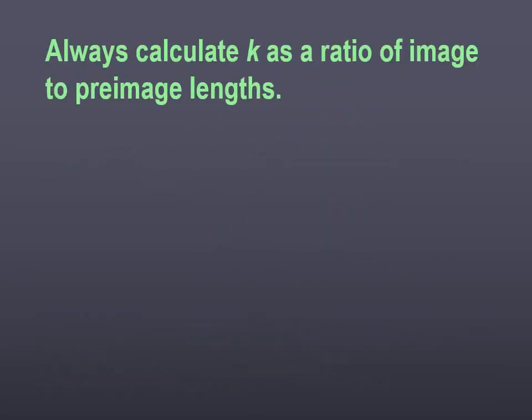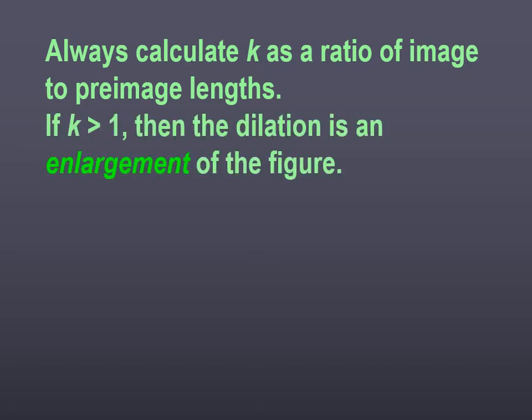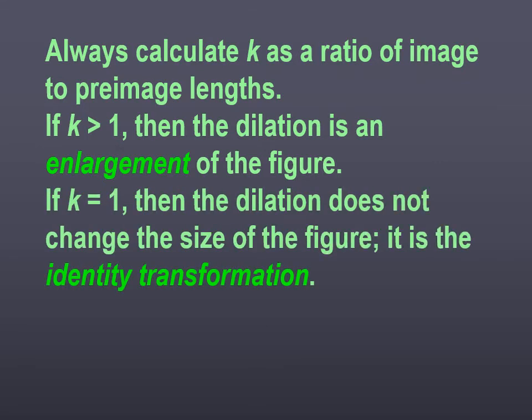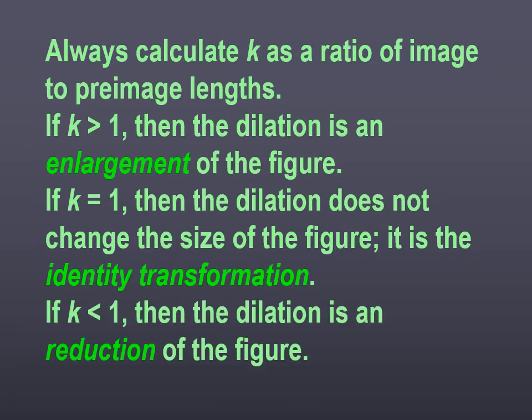We always calculate K as a ratio, or a fraction, of the image to preimage lengths. So you take the distance from the image to the fixed point, the prime over the normal. If your K value is bigger than 1, then your dilation is an enlargement of the figure. If K is equal to 1, then there's no change, and it's the identity transformation. And if K is less than 1, then your dilation is a reduction of the figure. So it can either be an enlargement, the identity, or a reduction.